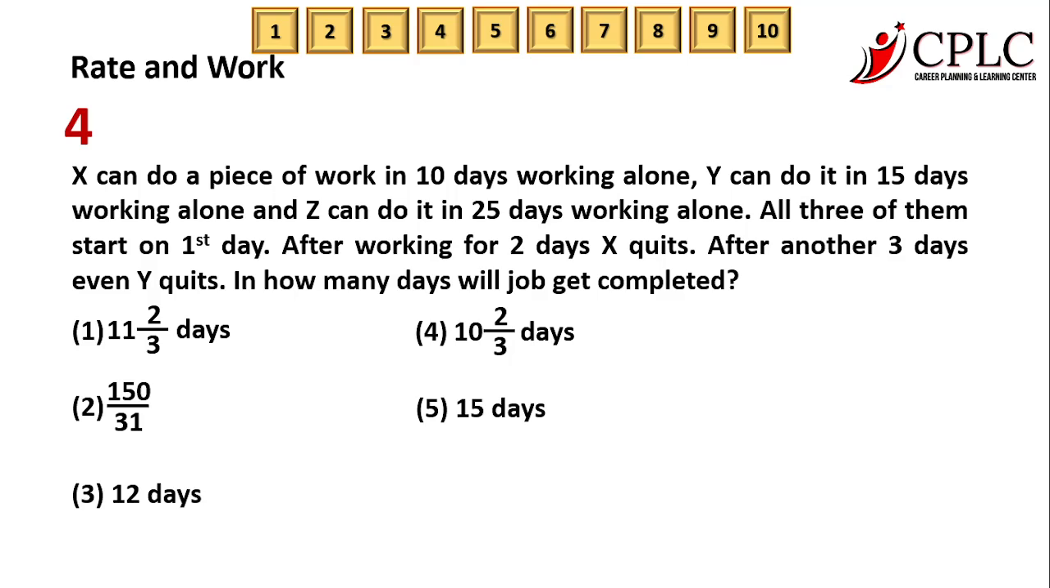Now, how do we do this? So the initial calculation will remain the same because it is exactly same as the second question. So work done should be common to all of them, that is 150 units. Then we will find out the efficiency. X ka efficiency was 15 units, Y ka was 10 units, and Z ka was 25 units per hour, per day, whatever, per day now.